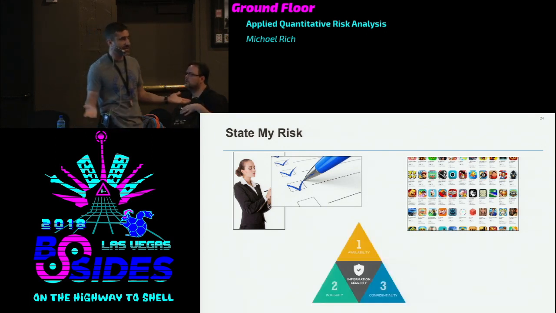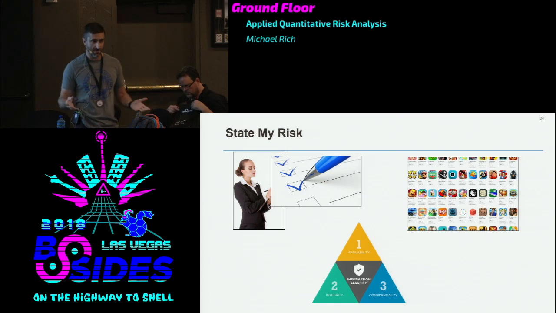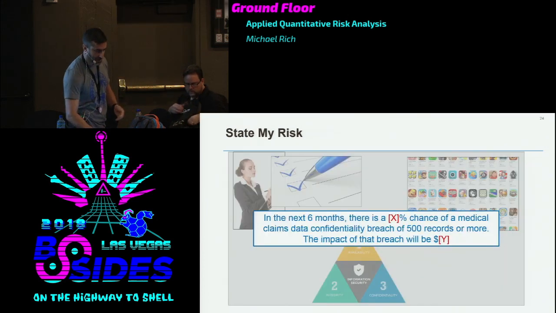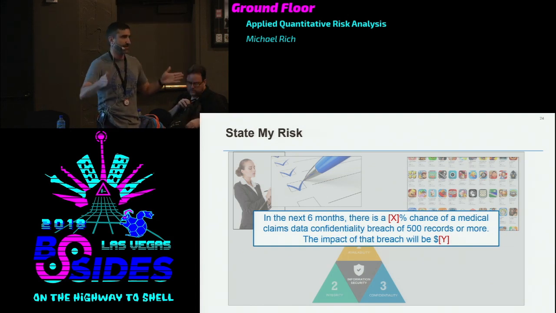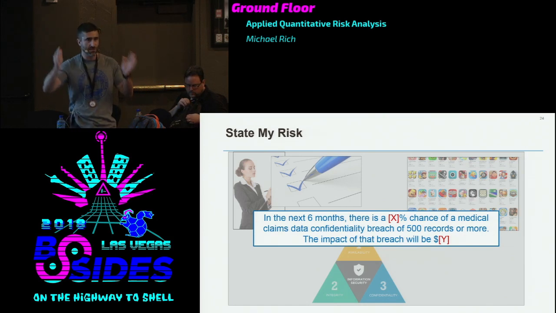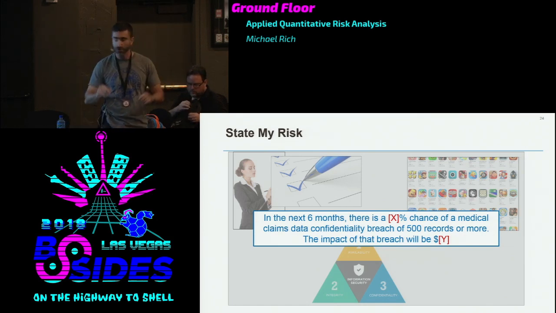Instead, I decided to go with the CIA triad against my data itself, the data pools. And this is the exact one I'm going to model for you right now. So I said, in the next 6 months, you've got to pick your time band. Risks are time banded. And I picked 6 months. You could pick a year. You could pick a day. Whatever you want. Just make sure your numbers work.